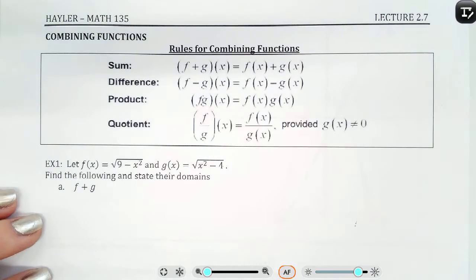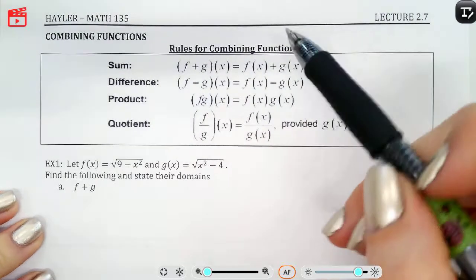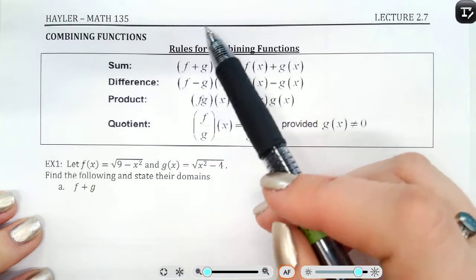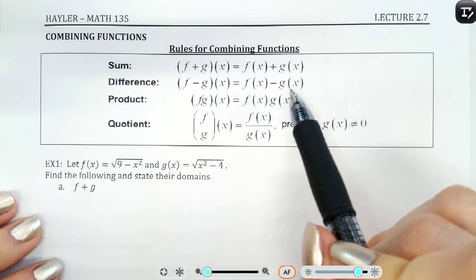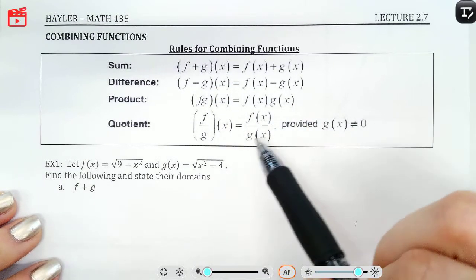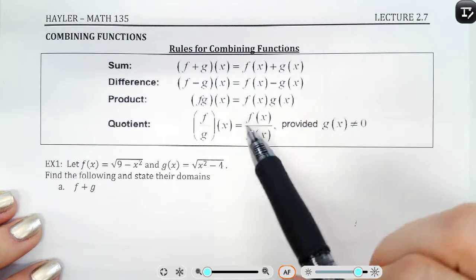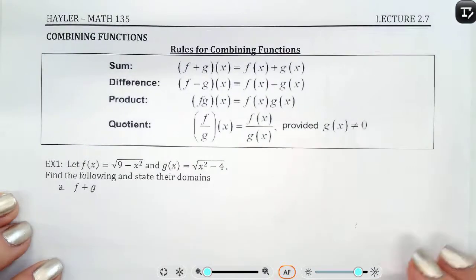All right, so lecture 2.7. We're looking at combining functions, and these are the rules for combining functions. I'm just going to reference them as we're working, and you can take the time on your own to look at them. Hopefully this is a bit of a review.